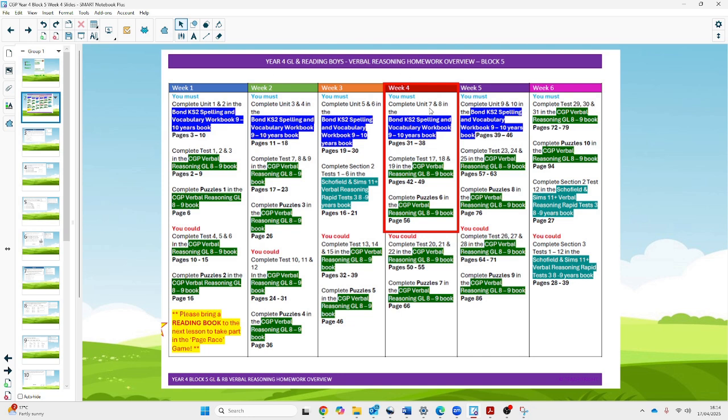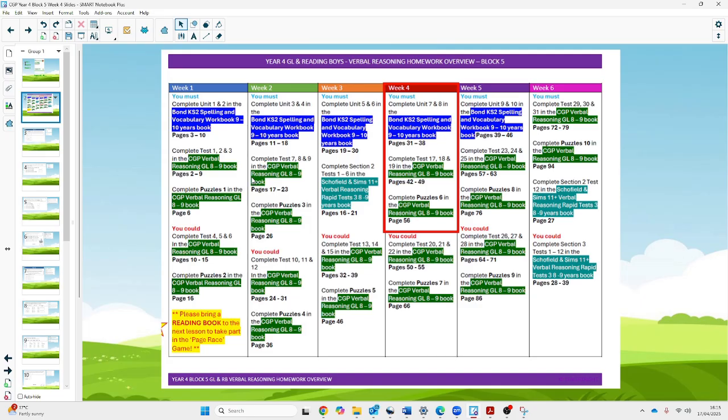So we've got to complete units 7 and 8 in the Bond Key Stage 2 Spelling and Vocabulary Workbook. That's pages 31 to 38. Then we've got to complete Test 17, 18 and 19 in the CGP Verbal Reasoning GL 8 to 9 book. That's pages 42 to 49. And then Puzzles 6 on page 56, again in that CGP book, is the other task that we'd like you to complete. Of course, as you go through your homework, if there is any vocabulary you're unsure of, please record those new unfamiliar words in your word and meaning book.